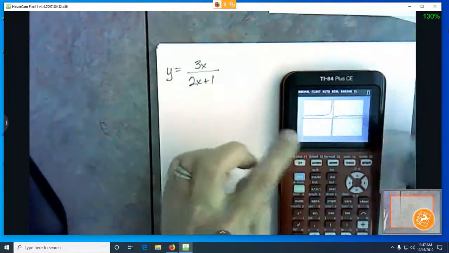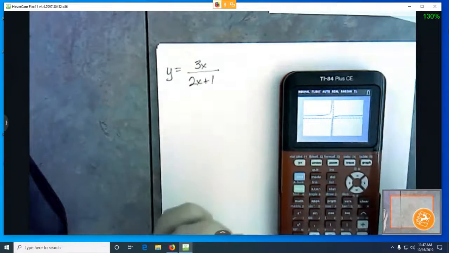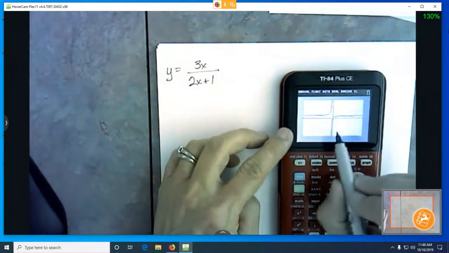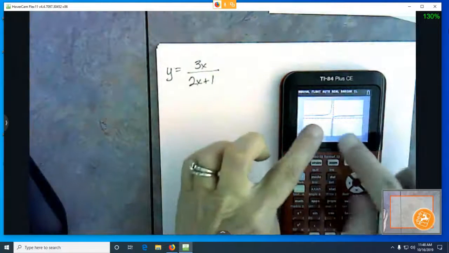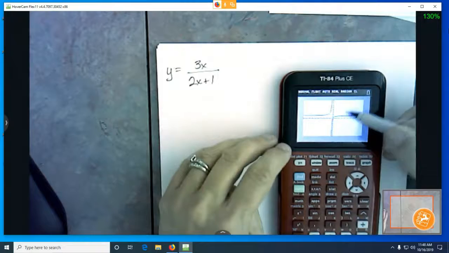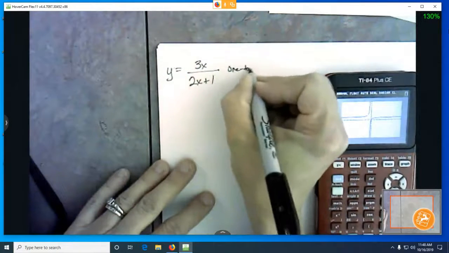Okay, so this looks like a rational function. We can see there's a vertical asymptote. It looks like there's a horizontal asymptote. What we're interested in is whether there's a horizontal line that would cross this more than once. It doesn't look like there is, because it looks like this kind of jumps over that horizontal asymptote. We can say this one's one-to-one.